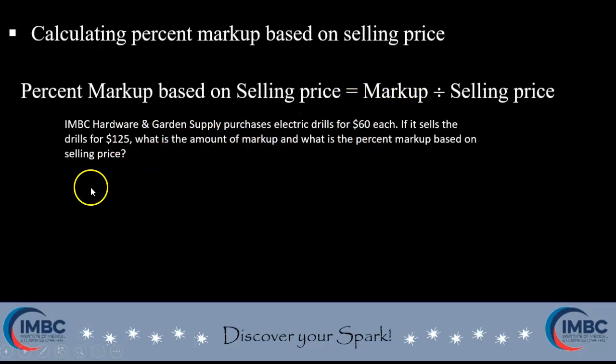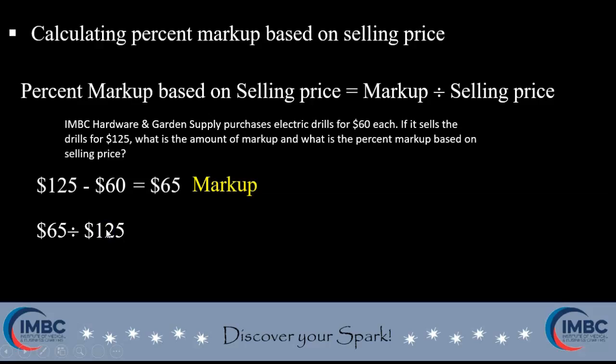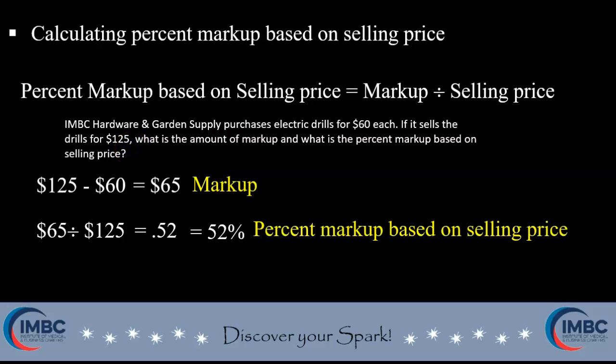Markup is the selling price, $125, minus the cost, which is $60. So we have a markup of $65. Now that we know the markup, we can plug in the formula. Markup divided by selling price: $65 divided by $125 equals 0.52. We change the 0.52 to a percent by moving the decimal two places to the right. We come up with a 52% markup based on the selling price.